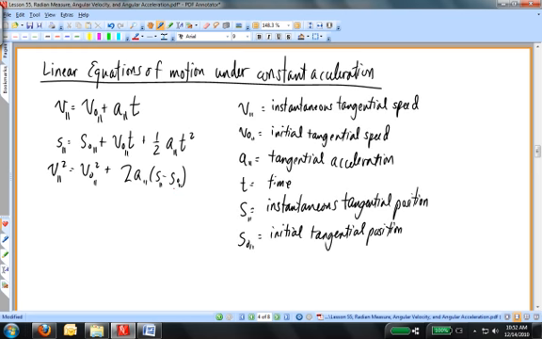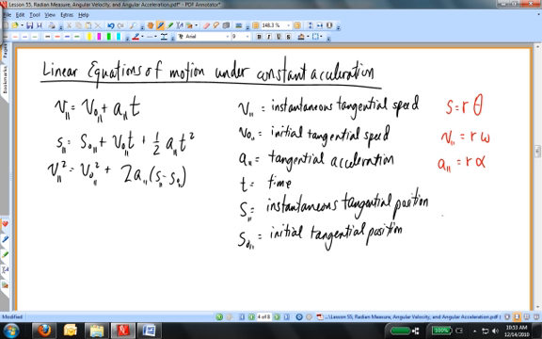Now there's a relationship between these things and their angular counterparts. So if you'll recall, we've said that s, arc length, is equal to r times theta, where theta is the angle in radians through which the arc length passes. We've said that the tangential speed is equal to r times omega, where omega is the angular velocity. We have said that the tangential acceleration is equal to r times alpha, the angular acceleration.